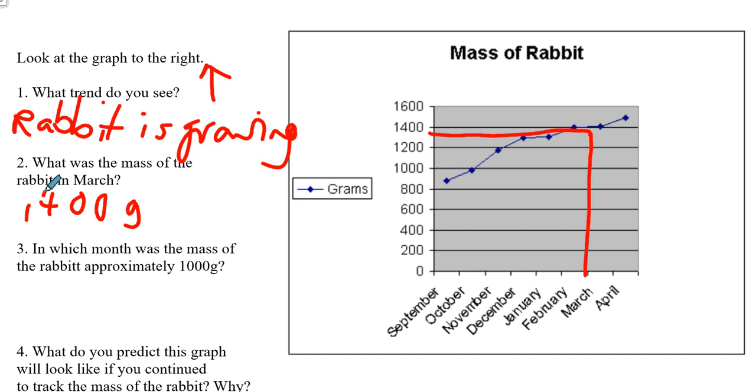Next question, in which month was the mass approximately 1,000? So what we have to do in this case is find 1,000 on the vertical, go across, and then go down. So a little bit different than the first one. And that looks like, oddly enough, it's somewhere between October and November, which I think I'm slightly reading wrong, but I'm going to say October. But somewhere, probably mid-October, let's say.